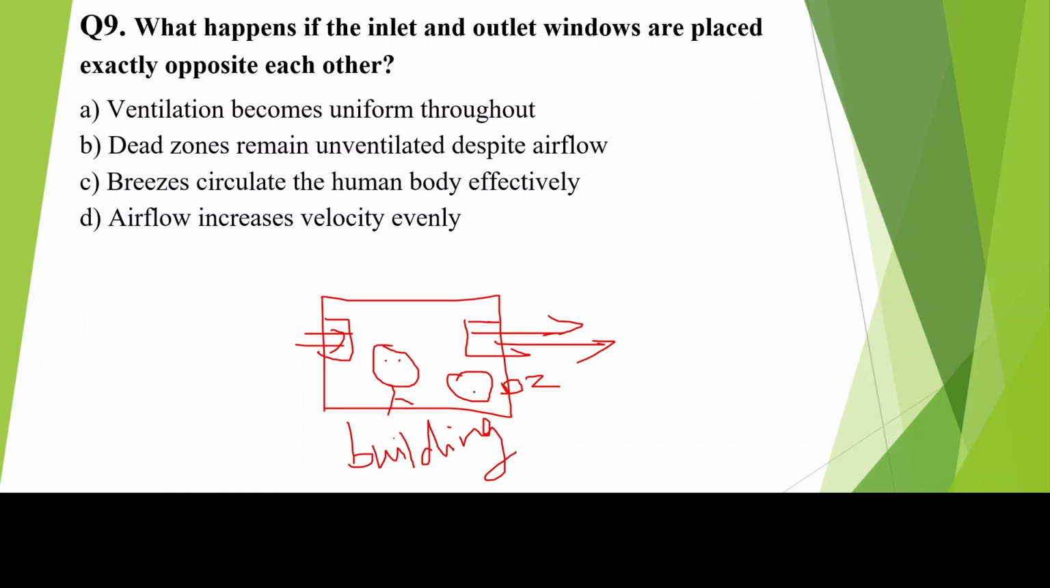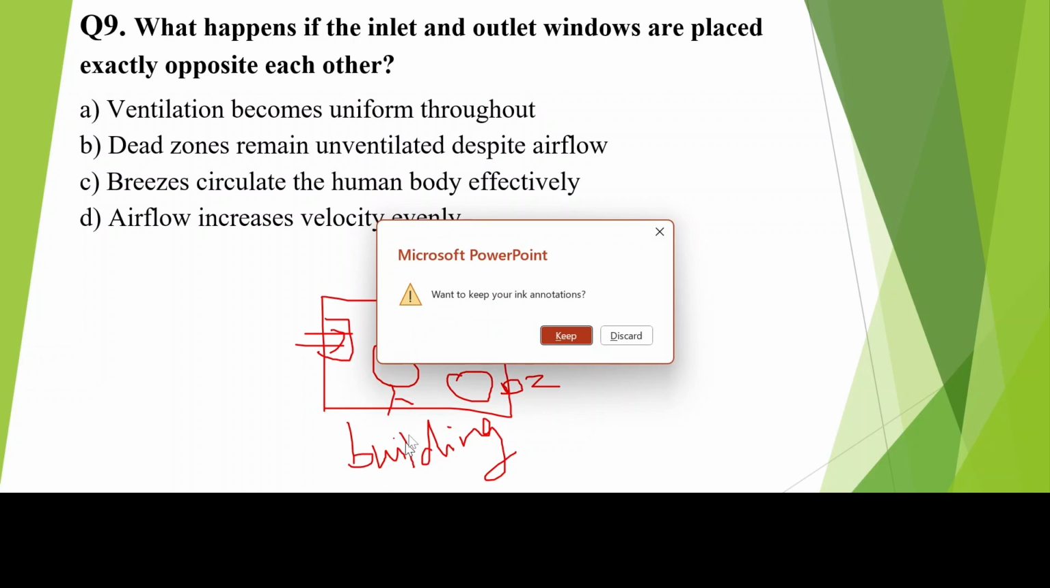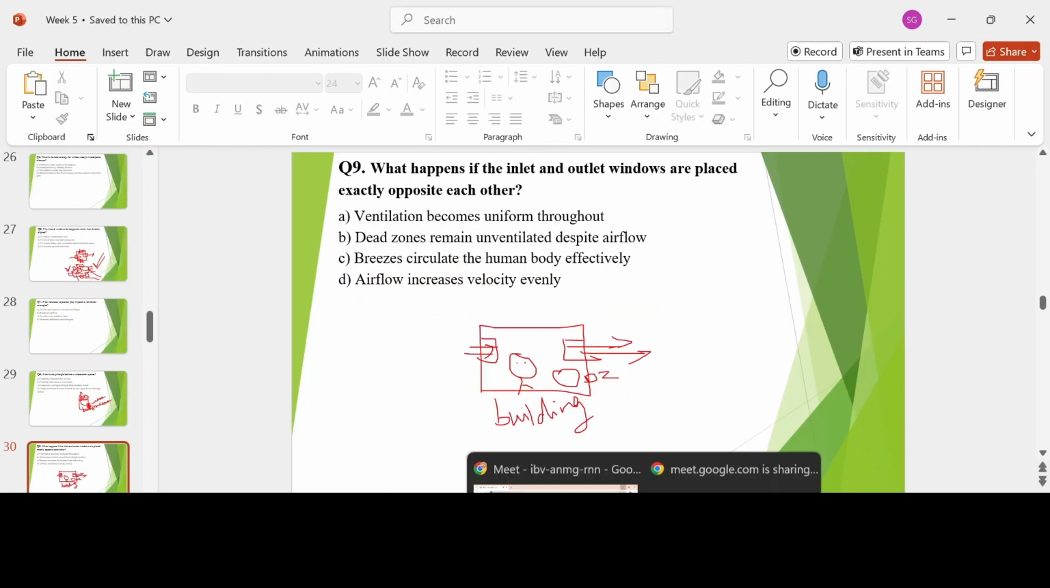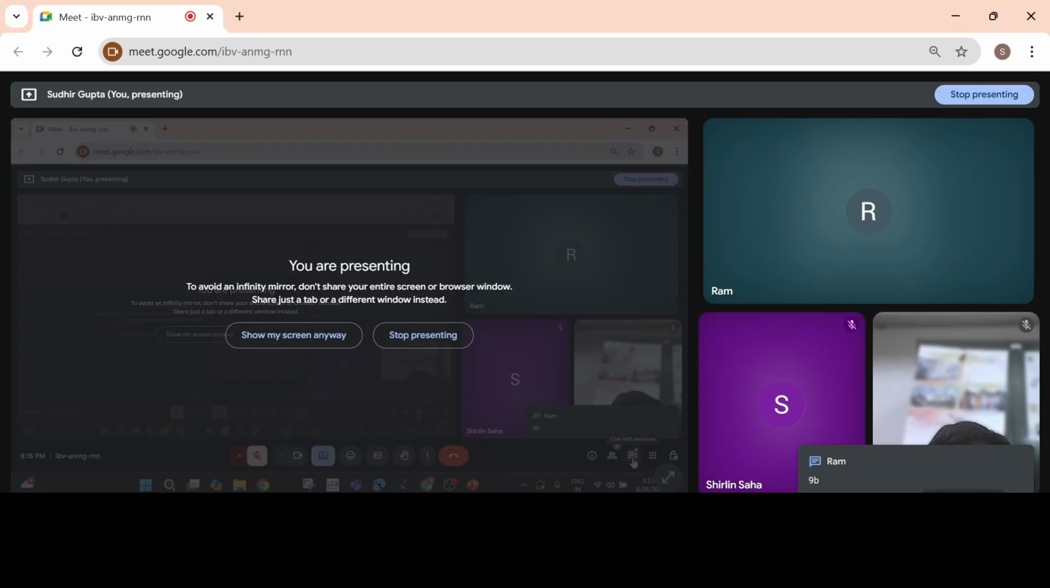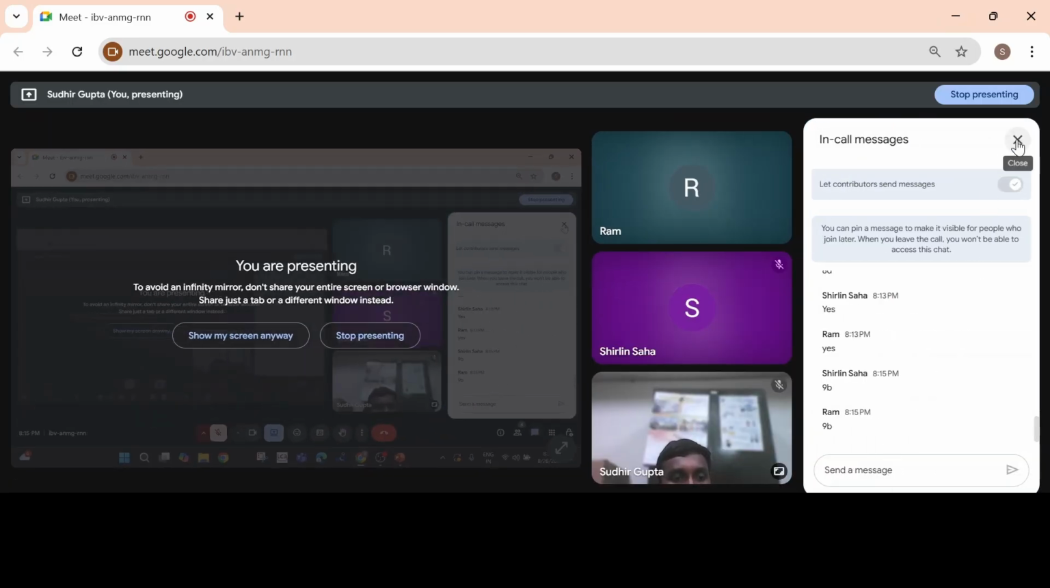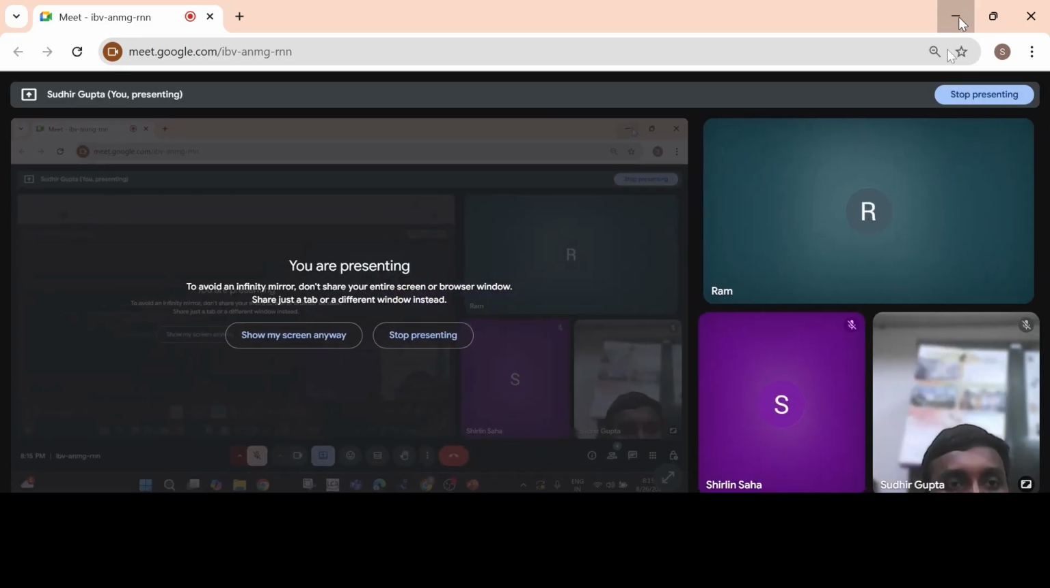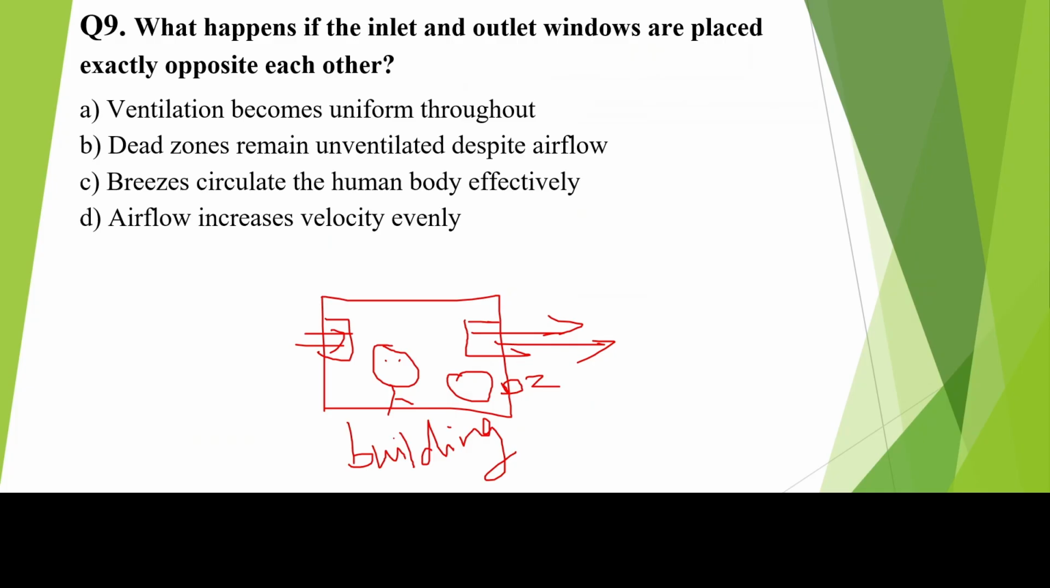I know from the figure itself you will be able to understand. That's why I have drawn it for your reference. And yeah, 9B has been marked by most of you, and it's the correct answer. You can easily see that these dead zones are created and remain unventilated despite the airflow.